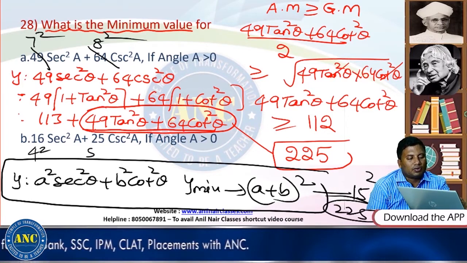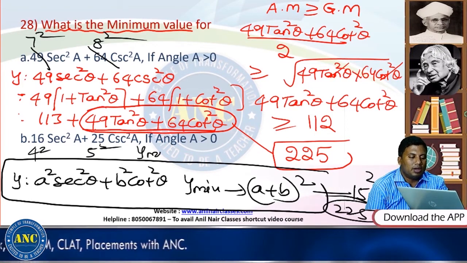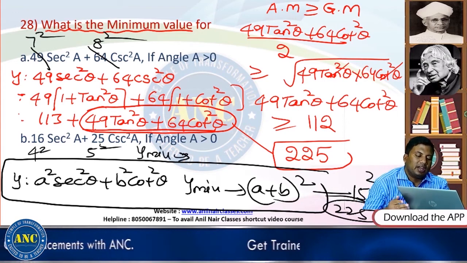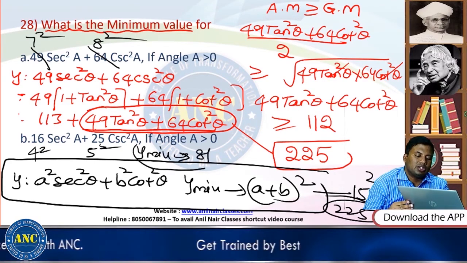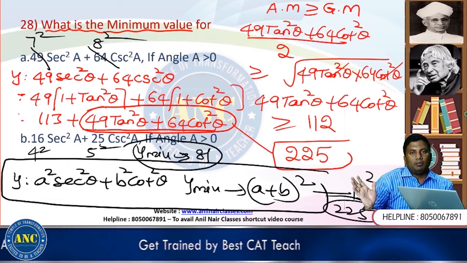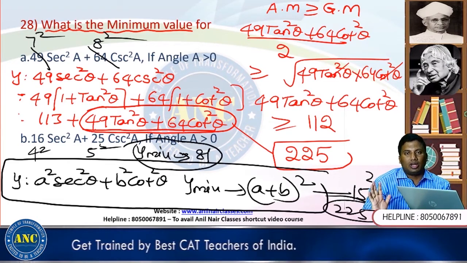Similarly, it is 4 square and it is 5 square. So y minimum will be 4 plus 5, 9 square. Answer is 81. Y minimum is 81. This model also, I think it is clear.